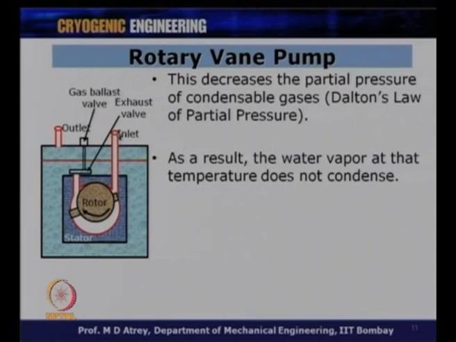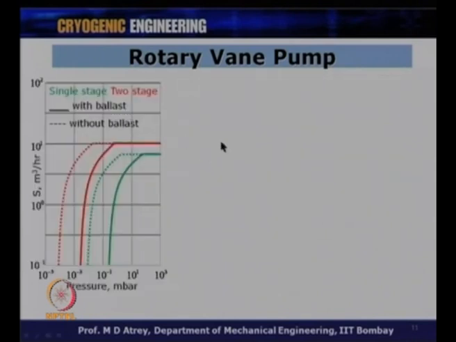This is a very important function of the gas ballast, especially in a place where humidity is very, very high. There is always a good possibility that water vapor is there in the air, and therefore, initially, for some time when you start the rotary pump, the gas ballast valve is kept open and air is admitted at this point. After some time, when the moisture in the air gets removed, the gas ballast valve can be closed, or sometimes it can function throughout the operation of this rotary pump. So, these are the characteristics of the rotary vane pump.